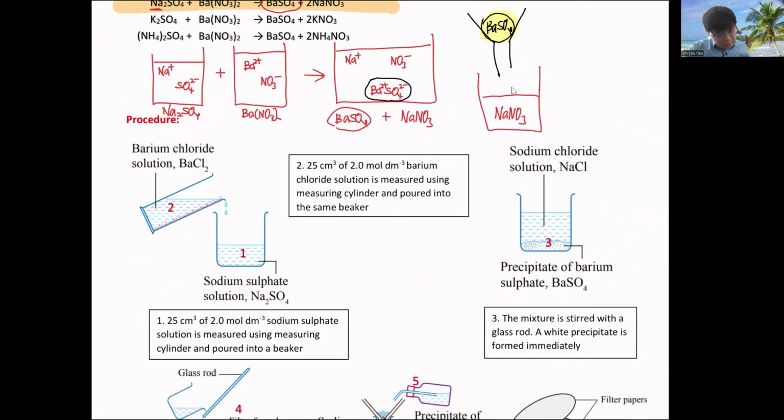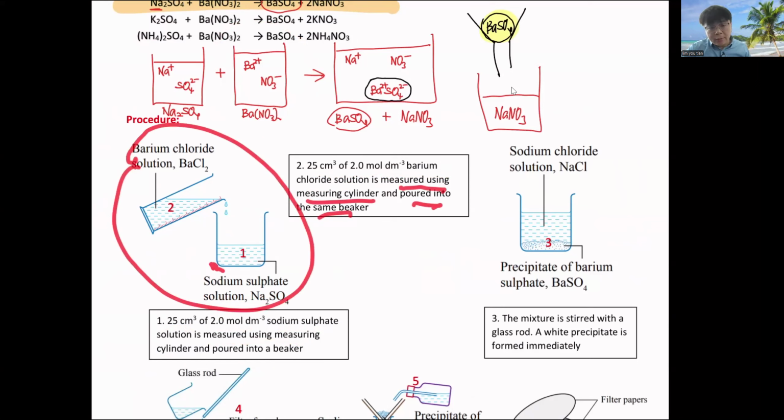I just get 25 cm3, 2 mole per dm³ of sodium sulfate solution, measured using a measuring cylinder and poured into a beaker. So you have this first solution. Then the second solution: 25 cm³ of 2 mole per dm³ of barium chloride or barium nitrate, you want barium chloride also okay, you want barium nitrate also can. It is measured using a measuring cylinder and poured into the same beaker. So these two solutions, you mix them together. After you mix them together, you will get your barium sulfate now.